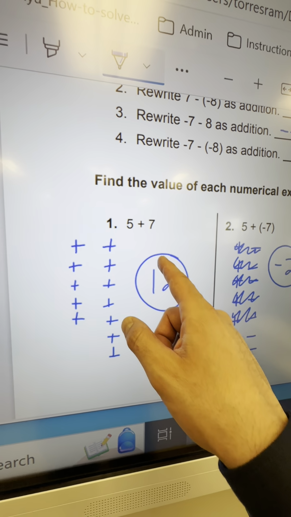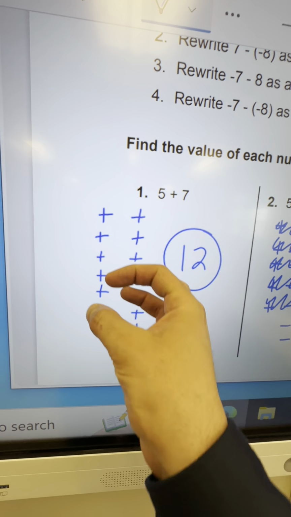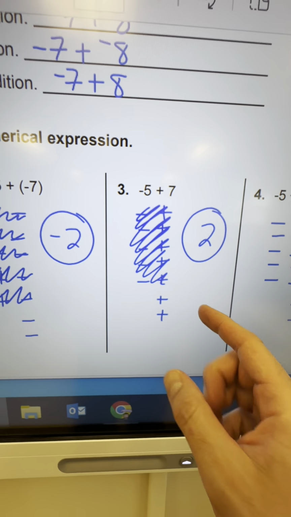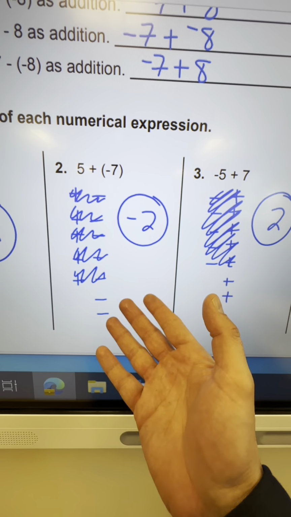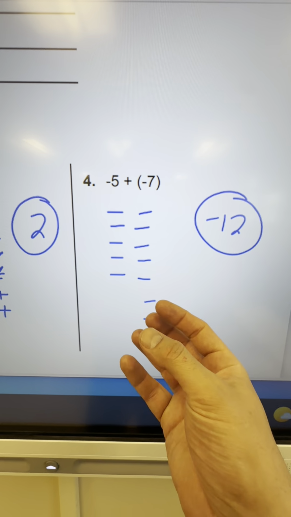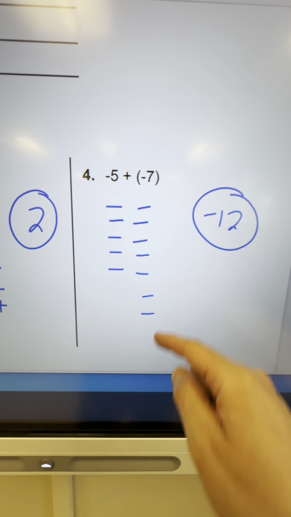So keep in mind, when you add positives with positives, you end up with more positives. When you add positives with negatives, in like examples 2 and 3, things cancel out, and you just look at what's left over. And in the last example, when you add negatives with negatives, you end up with more negatives because they just combine. There's nothing that cancels.